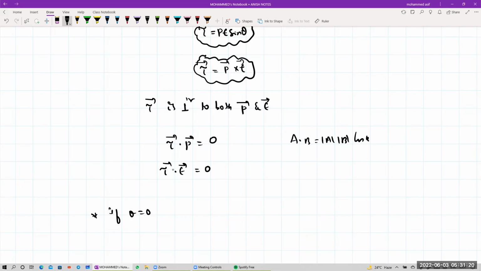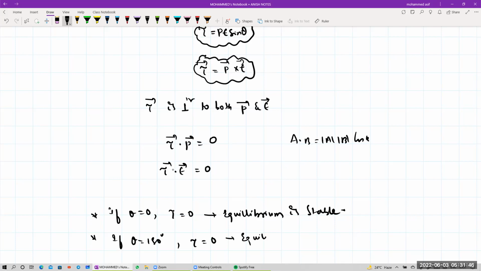If theta is equal to 0 degrees, torque ఎంత అవుతుంది? 0. Torque 0 అయిందనుకో, this will always be in your equilibrium position. That means it will be in a stable equilibrium. The same way, if I'm taking theta equal to 180 degrees, at that time torque will be equal to 0. That means the equilibrium is unstable.